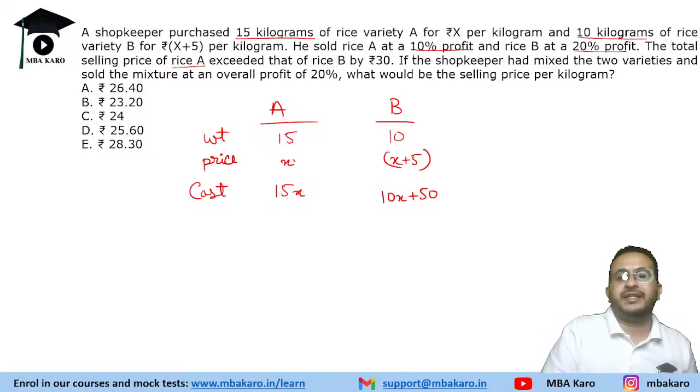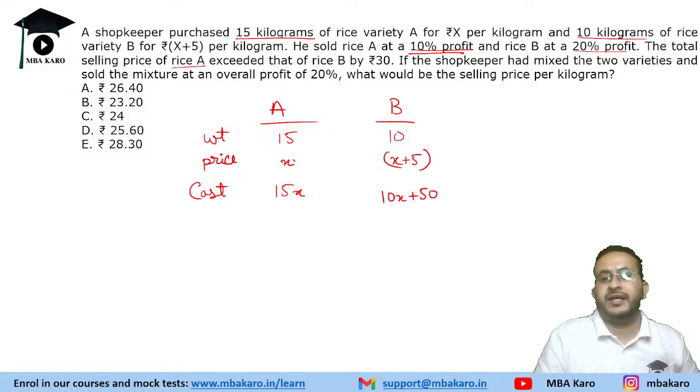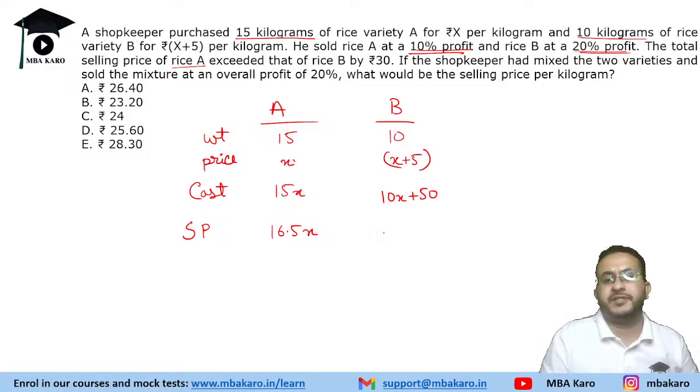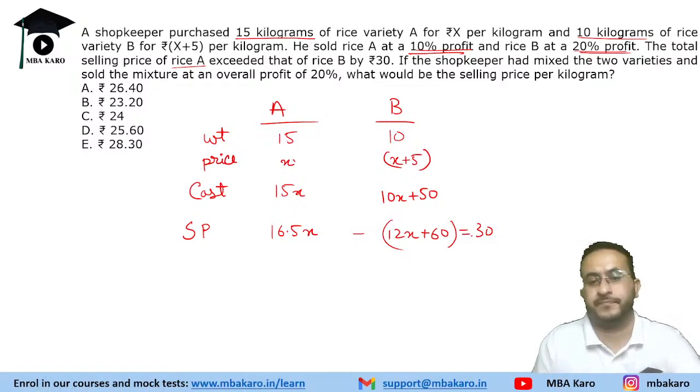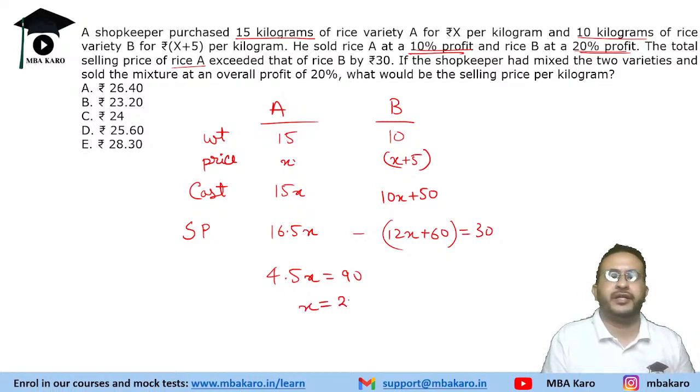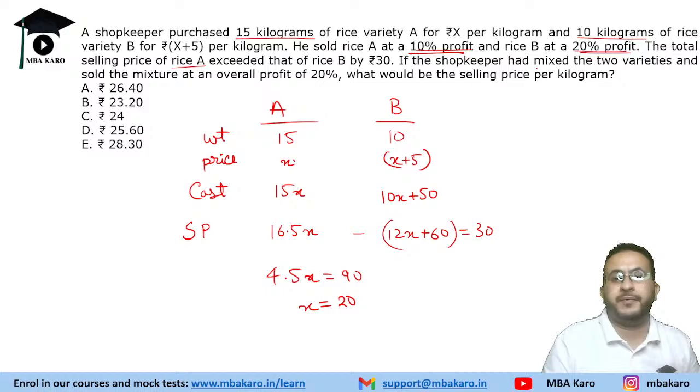Now rice A is sold at 10% profit and B at 20% profit, the total selling price of A. So selling price will be how much? 10% profit. That will be 16.5x. And this is 20% profit. So 12x plus 60. Now this difference is given as 30. Isn't it? So 4.5x, if you solve it, 4.5x is equal to 90, or x we will get as 20. Right? Now the question is, the shopkeeper had mixed the two varieties and sold at a profit of 20%.